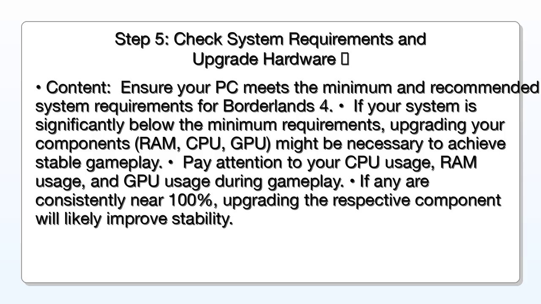Step 5: Check system requirements and upgrade hardware. Ensure your PC meets the minimum and recommended system requirements for Borderlands. If your system is significantly below the minimum requirements, upgrading your components, such as RAM, might be necessary to achieve stable gameplay. Pay attention to your CPU usage, RAM usage, and GPU usage during gameplay. If any are consistently near 100%, upgrading the respective component will likely improve stability.